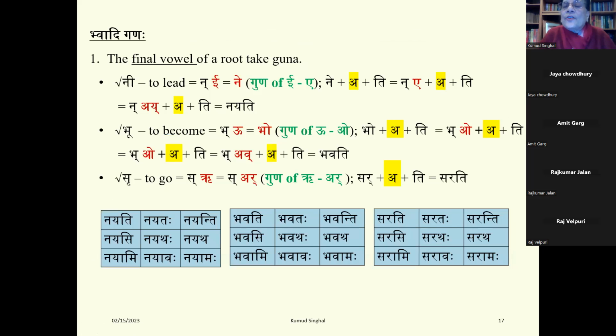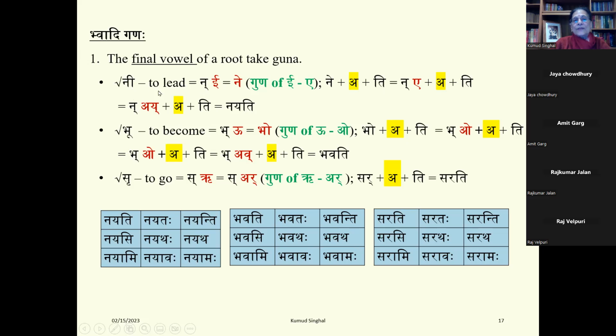So this was kind of a review of what we have talked about before, and most of the material you are familiar with. Now I'm going to start something new. In bhavadi gana, the final vowel of a root takes guna. So why does ni become naya, or bhu become bhava? Here is the explanation. The final vowel takes the guna.